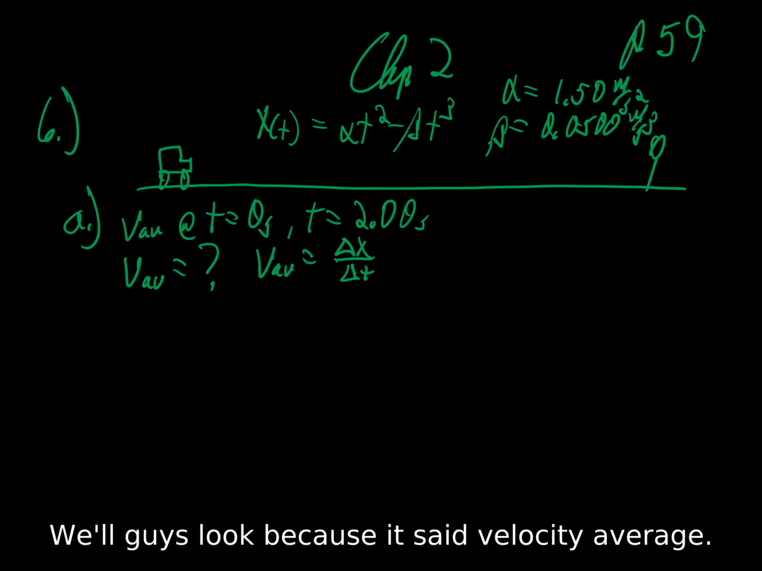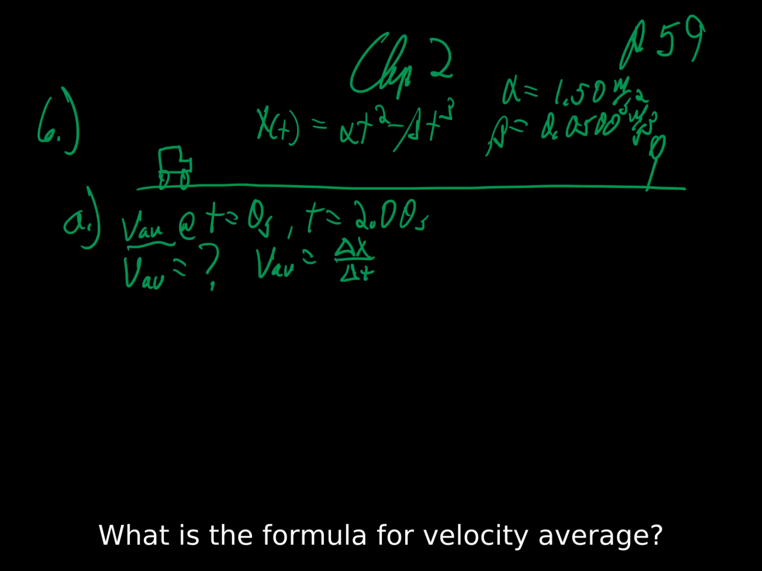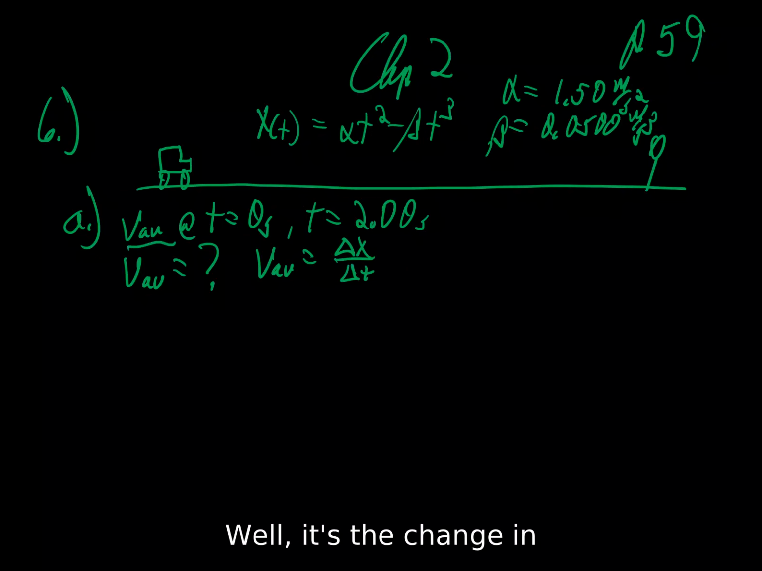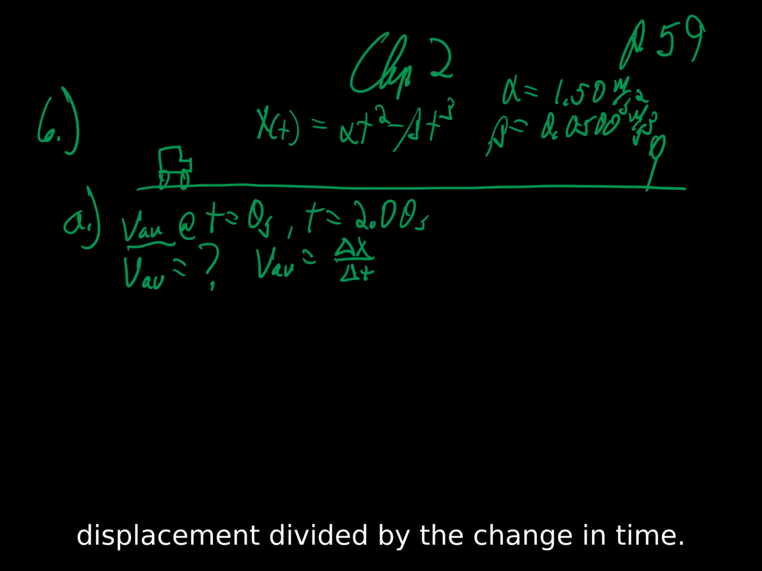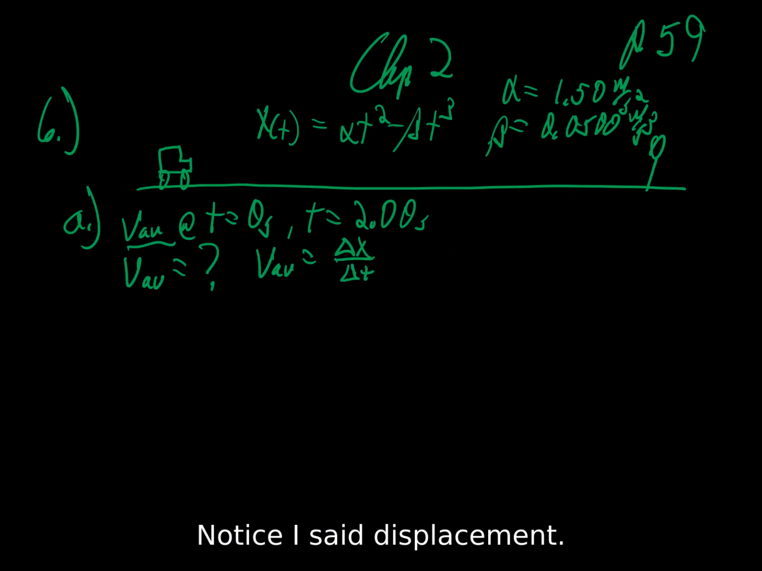Now, how'd you know to do that, Mr. Shields? Well, guys, look, because it said velocity average. And what is the formula for velocity average? Well, it's the change in displacement divided by the change in time. Notice I said displacement. Okay?